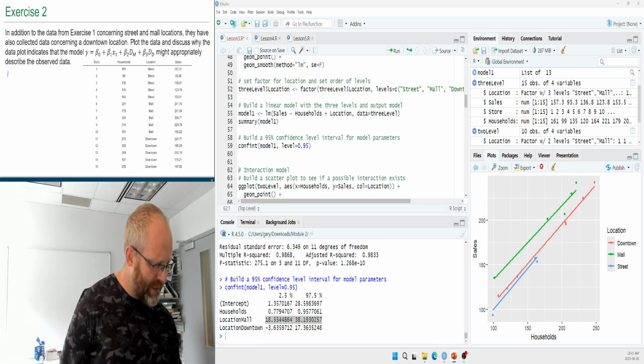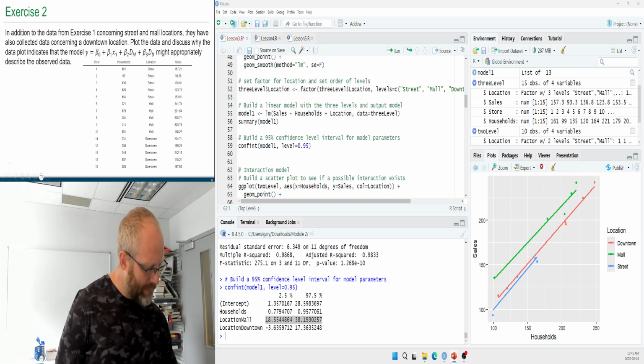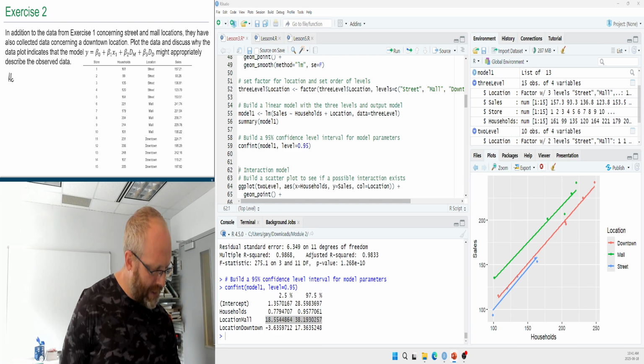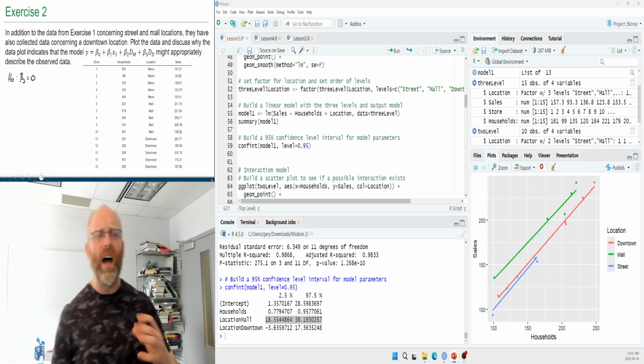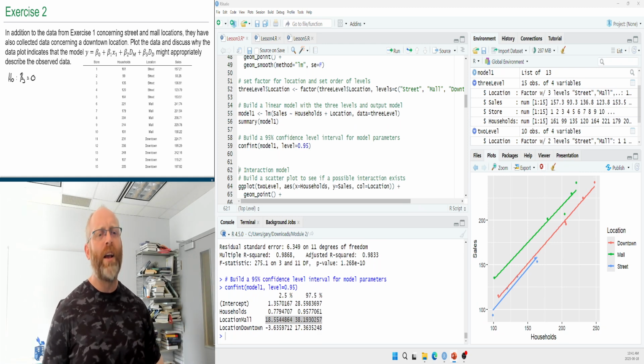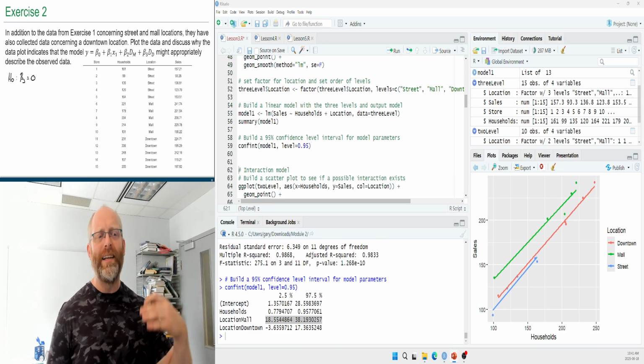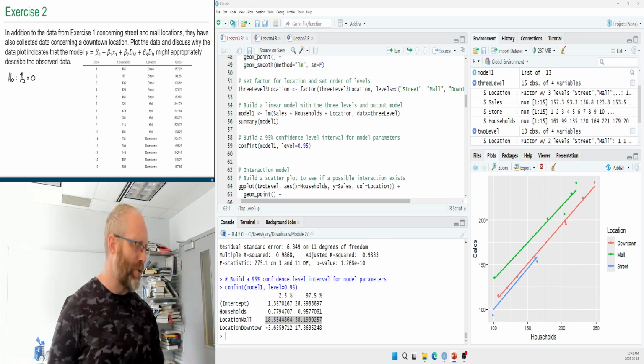So our H naught, let's actually go here, eraser. Let's go with black. H naught, we're saying beta 3 is equal to 0. So that is our null hypothesis. We're simply saying that no, there is no difference going from level 1 to level 3 in this case, or to the street location to the downtown location.